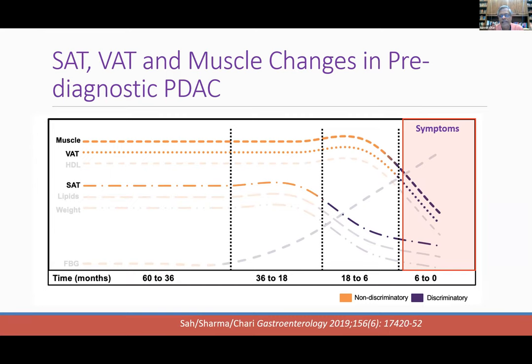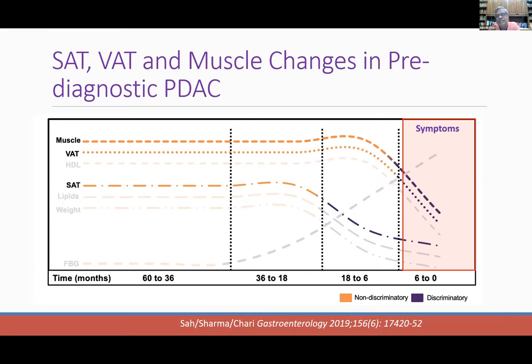As you may recall, there are symptoms associated with cachexia that occur closer to diagnosis. That includes fatigue and decreased exercise tolerance, and those are symptoms that are associated with muscle loss. And here we can see some visceral adipose tissue loss.